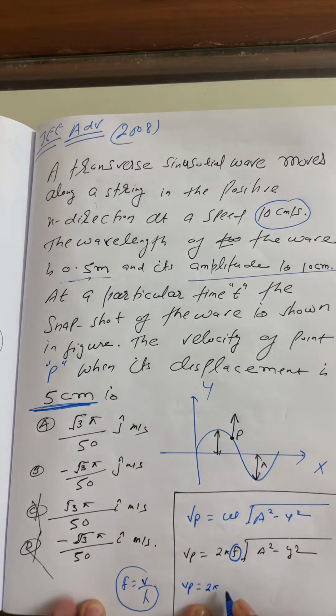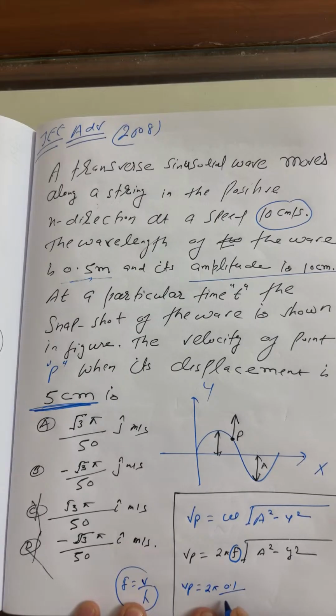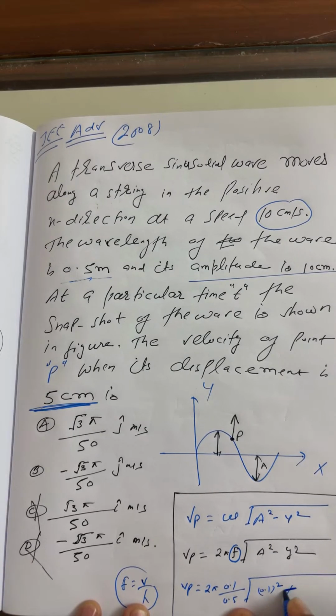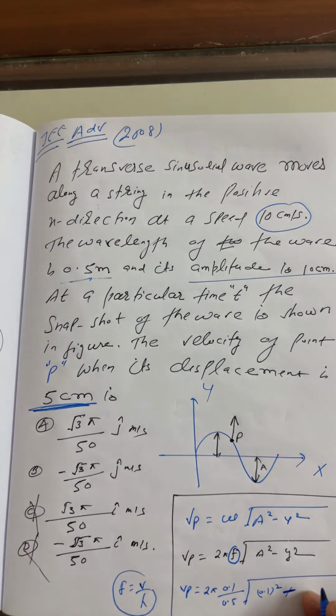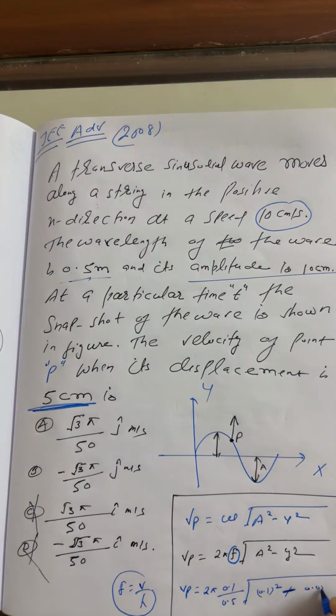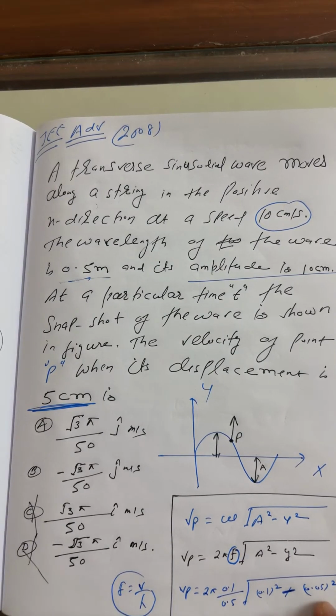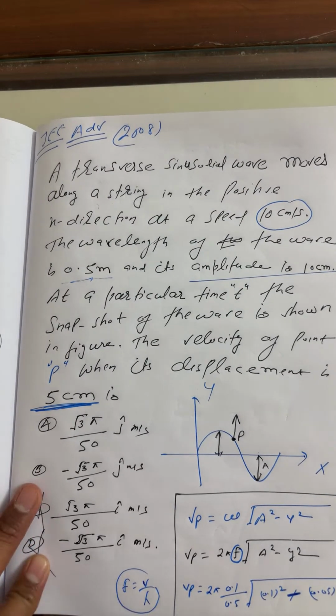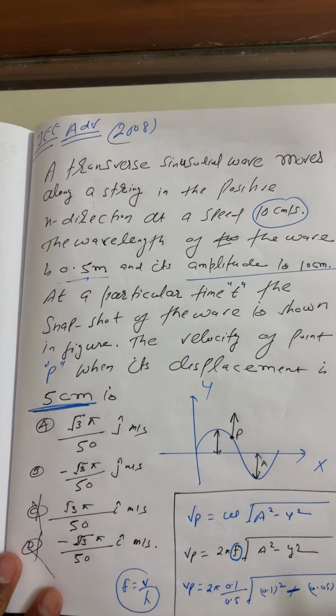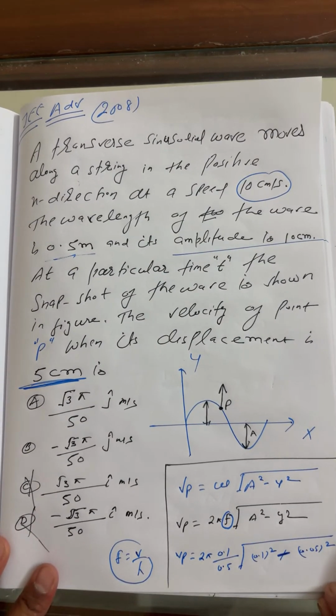So v is 0.1 upon 0.5 meter, already in meters, so no need for conversion. So 0.1 over 0.5, whole times root of a square minus y square, with a as 0.1 and y as 0.05. Further solving, the answer you get will be positive only. You can solve that also; no need to solve further in this question.